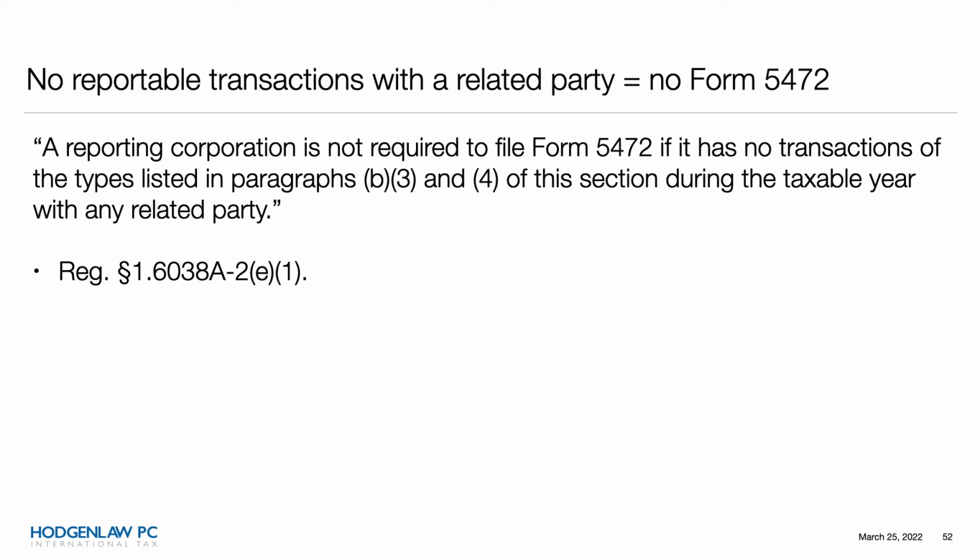The first one is kind of cool. And this is if you have two of the three circles, namely a reporting corporation and a related party, but you do not have any reportable transactions between the two of them, you do not have a Form 5472 filing requirement. So let me give you two examples.